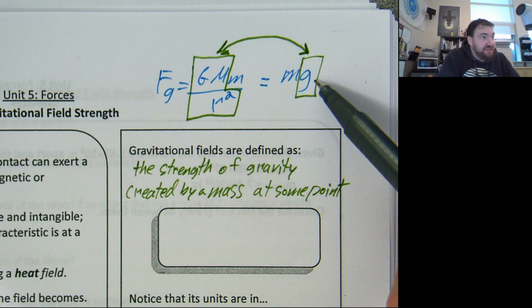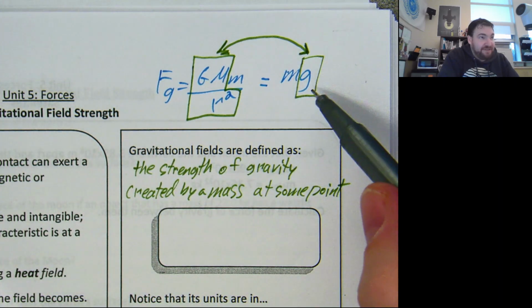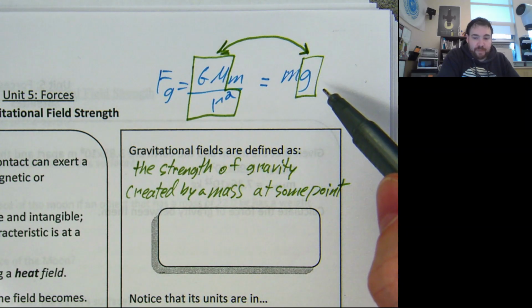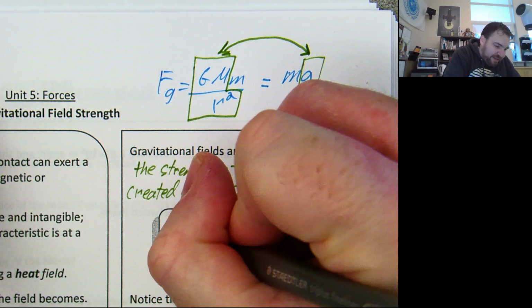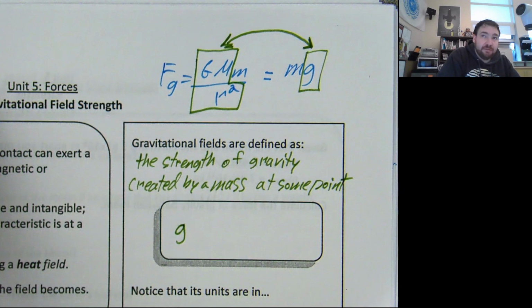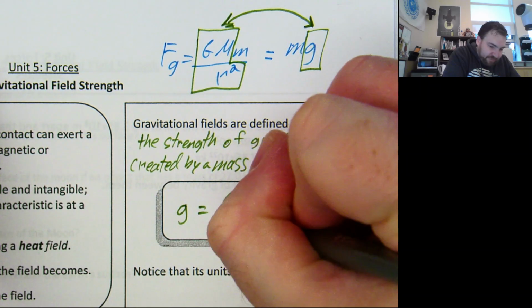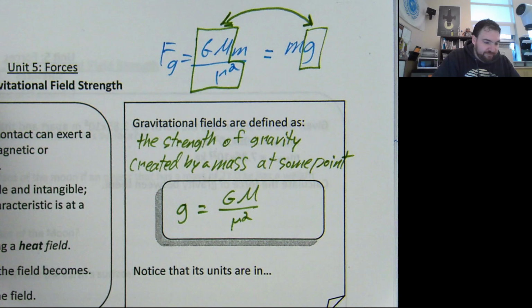So this little g doesn't just represent 9.81 anymore. It represents the gravitational field strength anywhere. So what we're going to do now is equate this little g to big G times big M over R squared.